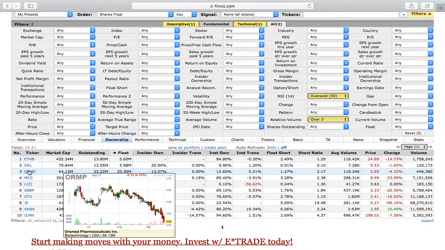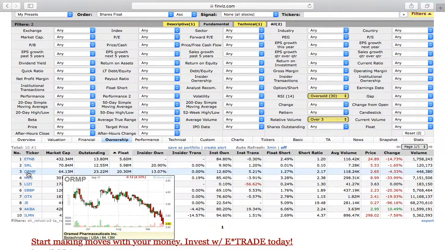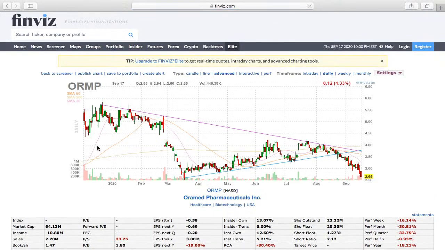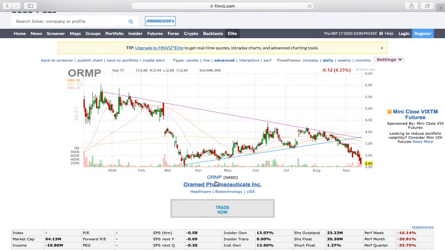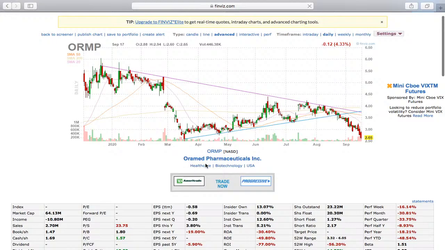Let's do a penny stock. So let's do this one. Oromad Pharmaceuticals, ORMP. I probably pronounce it wrong. It's a healthcare stock under biotech. So right here it shows you the description of the stock. It tells you what kind of industry and what kind of sector it is.